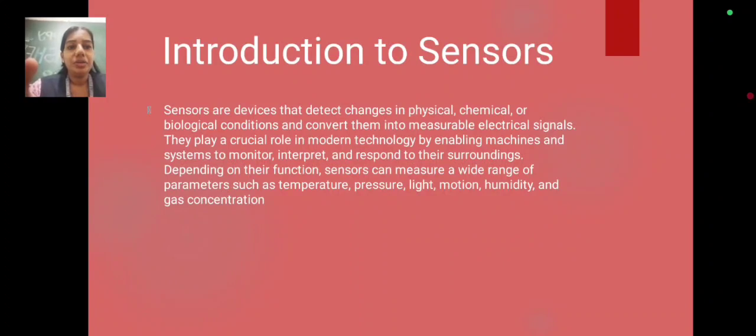This is the introduction to sensors. Sensors are devices that detect changes in physical, chemical or biological conditions and convert them into measurable electrical signals. They play a crucial role in modern technology by enabling machines and systems to monitor, interpret and respond to their surroundings. Depending on their function, sensors can measure a wide range of parameters such as temperature, pressure, light, motion, humidity and gas concentration.